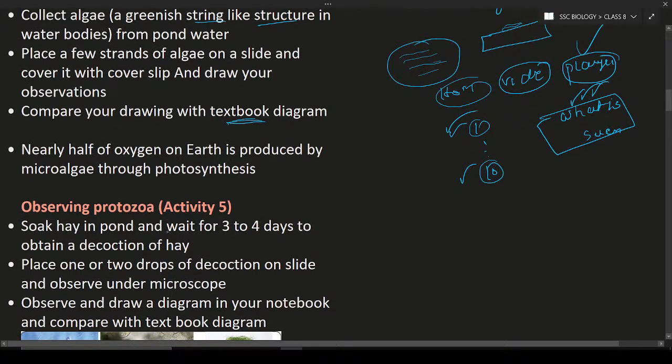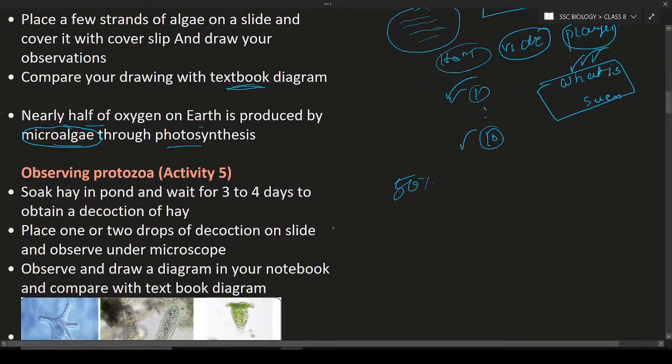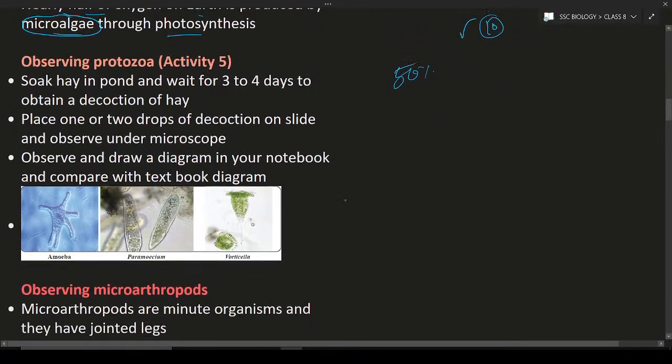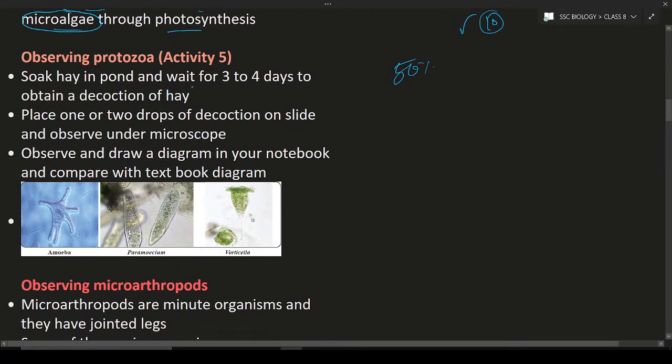So here, nearly half of the oxygen on the earth is produced by the microalgae through photosynthesis. Whatever oxygen you are getting, you can say that above 50% of the oxygen is produced by the microalgae only. Most of the oxygen is produced by the microalgae. Okay, next is observing protozoa, that is activity 5. In this activity 5 we are observing the protozoa.